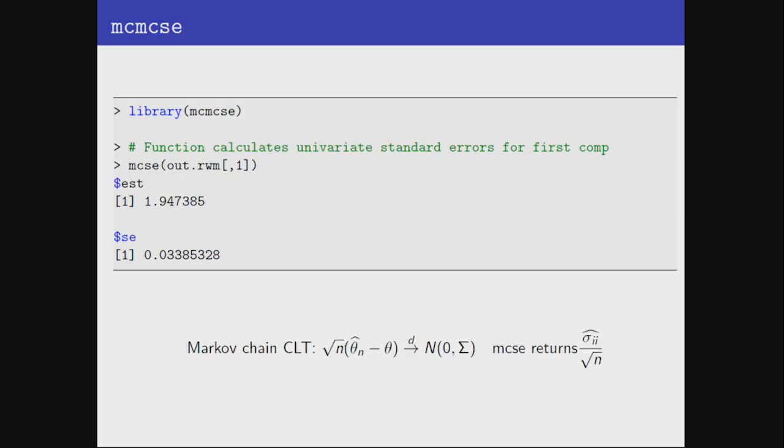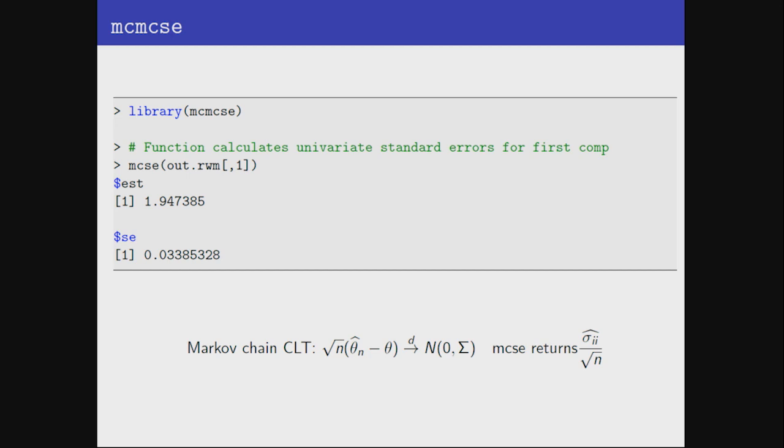This is where you're going to load the library MCMCse. So you load it, and then you use the function mcse, which is Monte Carlo standard error, and this calculates univariate standard errors. I now do this just for the first column, just for the first component where the mean is 2. So the estimate is 1.9, which is fairly close to 2, and the calculated standard error is 0.0338.